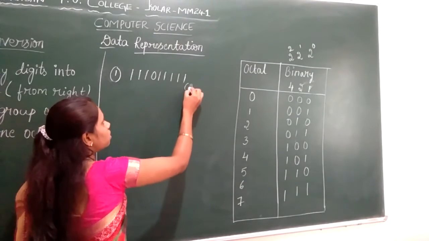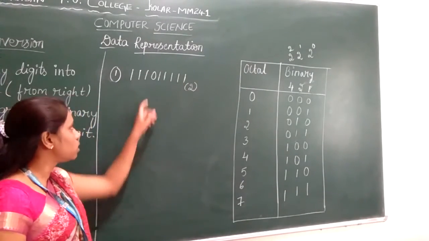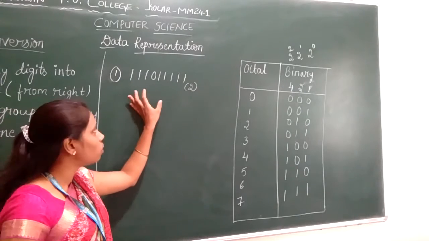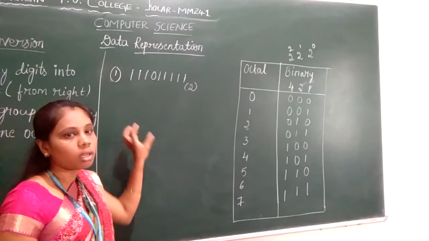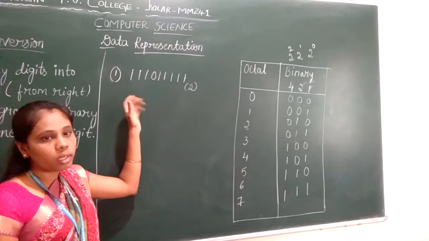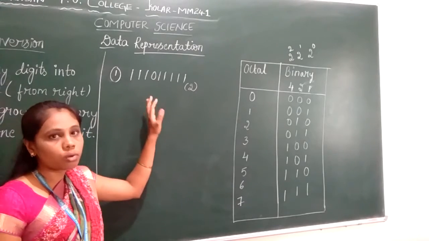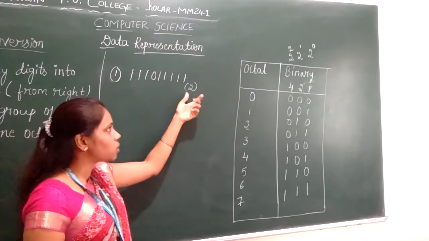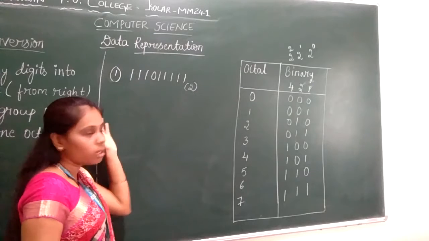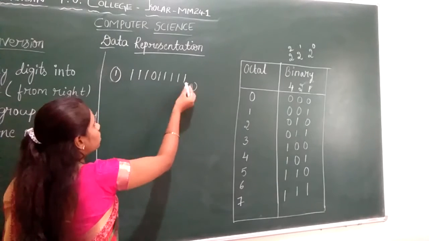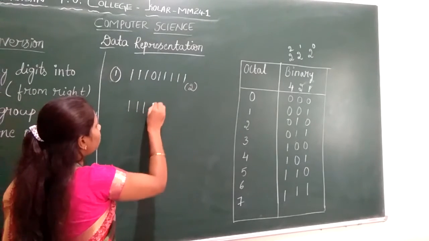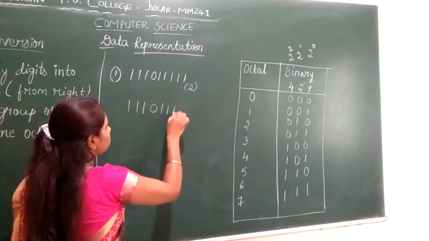Consider this as an example problem. So these are binary digits. Now this should be converted to octal. What we need to do is divide the binary number into groups of 3 bits, starting from right to left. So now I will start from this. Consider this 1 1 1 0 1 1 1 1 1.